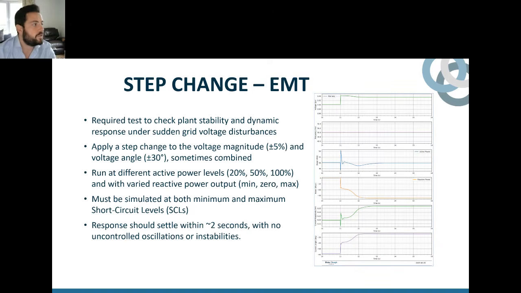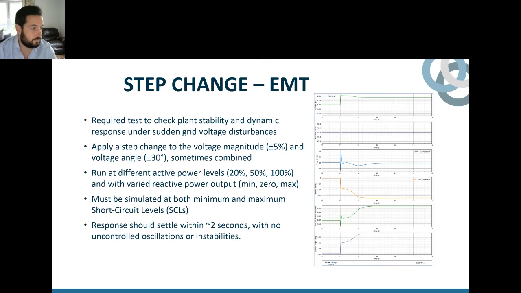This test is required to check the plant stability and dynamic response under sudden grid voltage disturbances. The plot on the right shows the response of the plant to a 5% voltage step under the condition of full active power output and zero reactive power. If you look at the plot, the first plot shows a step of 5% in the voltage, keeping the frequency at 50 hertz. Power starts at 50 megawatts and then jumps at 11 seconds when there's the increase in voltage. The reactive power starts at 0 and then drops.